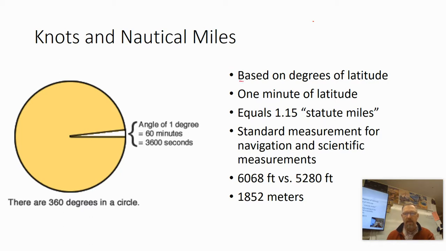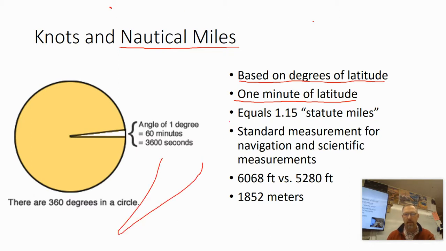Just to go through this real quick. Do I still have my pen? Yes. It's based on degrees of latitude. Remember, you can't use longitude because longitude gets closer as you get to the poles. And it's also based on 1 minute of latitude. So a nautical mile is basically 1 minute of the Earth's dimension, which equals about 1.15 statute miles. If we're looking at a picture of the Earth, we show that 1 degree is equal to 60 minutes, and 60 minutes is 3,600 seconds. There are 60 minutes in a degree, so if I take 69 divided by 60, that gives me this 1.15.